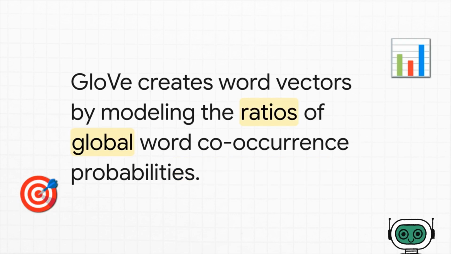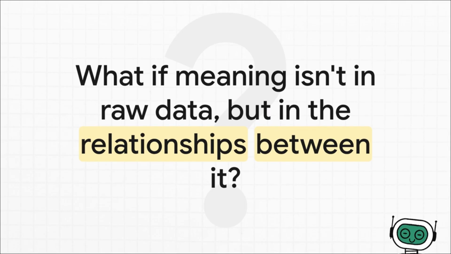So if we had to boil it all down to one sentence, it's this. GloVe creates word vectors by directly modeling the ratios of word co-occurrence probabilities across an entire corpus. And that leads to our key takeaway. GloVe teaches us a beautiful lesson. Sometimes the deepest insights aren't in the raw data points themselves, but in the relationships between them. And that's an idea worth remembering.